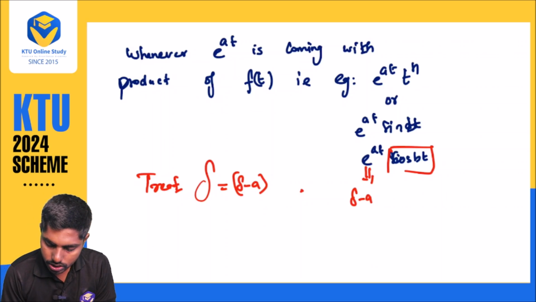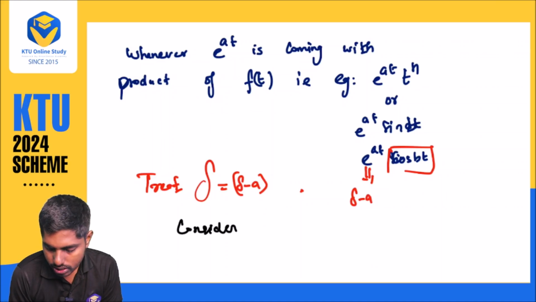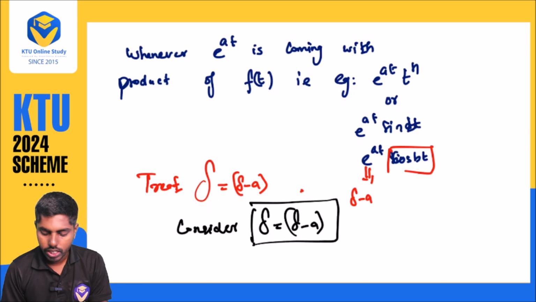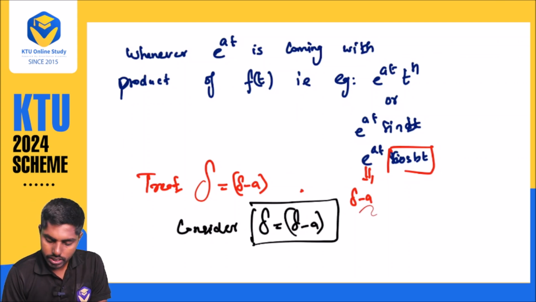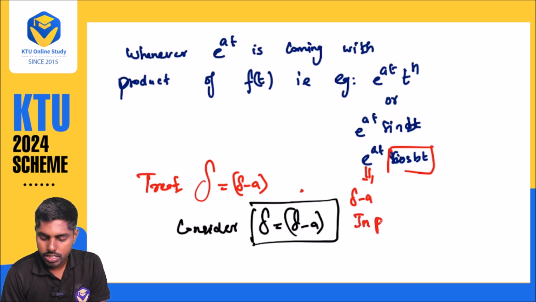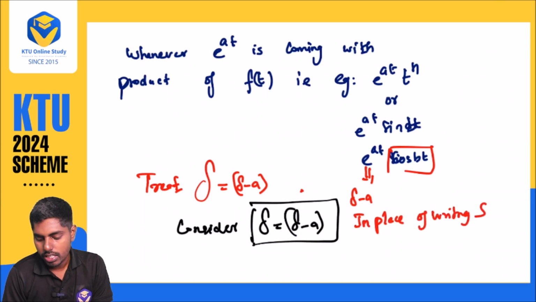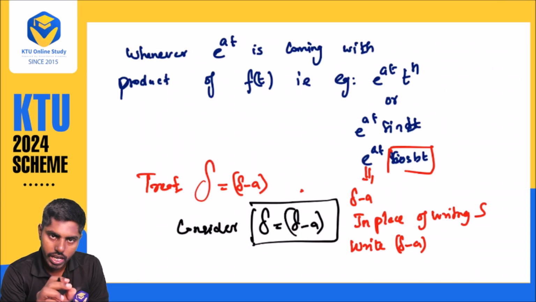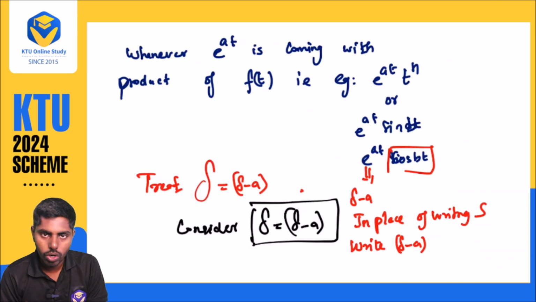Consider x is equal to x minus a. Very important formula. Okay, very important. Consider x is equal to x minus a. Another way to say it is, in place of writing x, write x minus a. That a will come from the e power of at. What is a in e power of at? That is the thing we want to identify. Okay, we'll go directly to this sum. You will understand better.